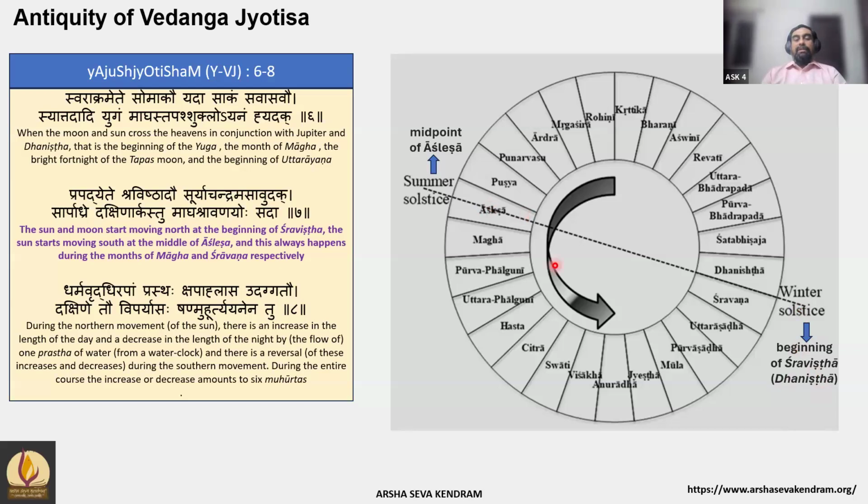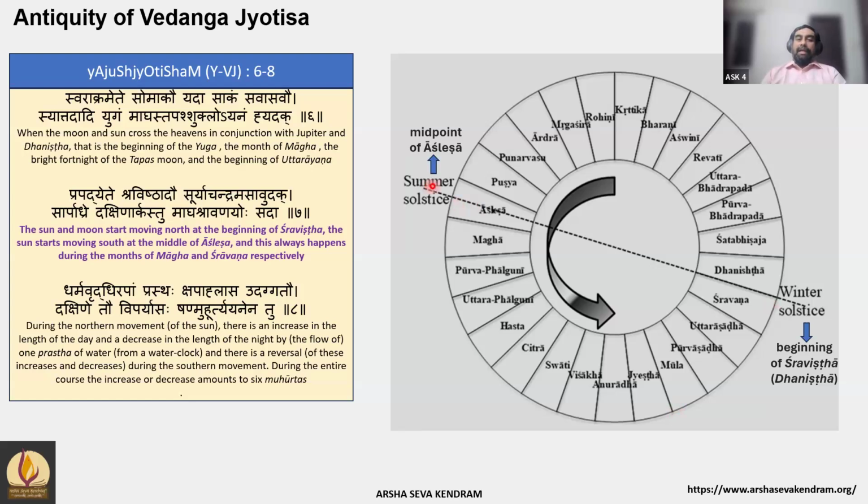So, using this information, the astronomers were able to backdate as to when the Vedanga Jyotisha was written, right? So, I mean, why? What is the purpose of this, or what is the significance of this?